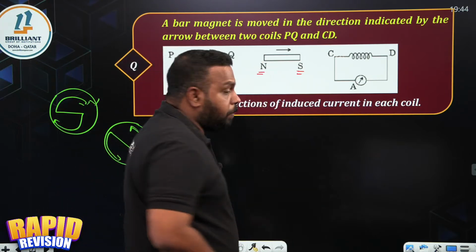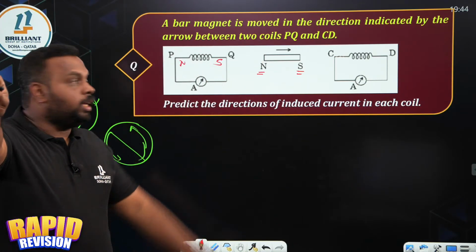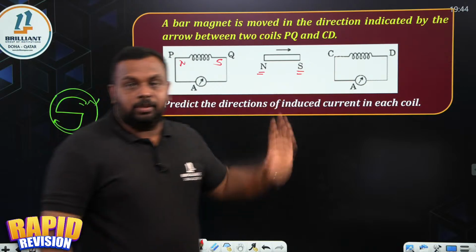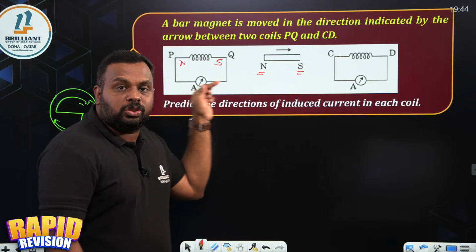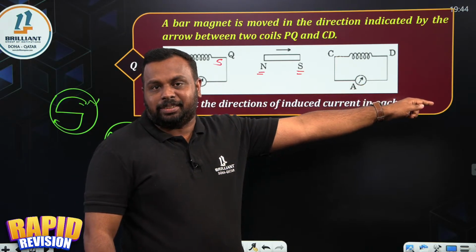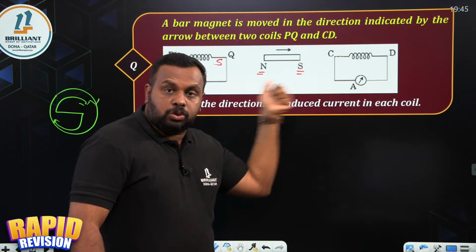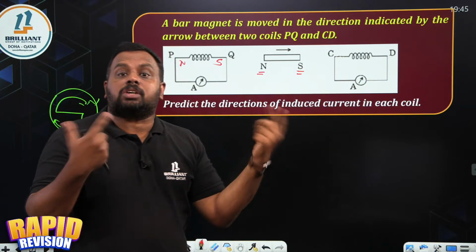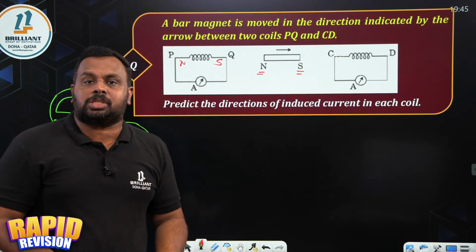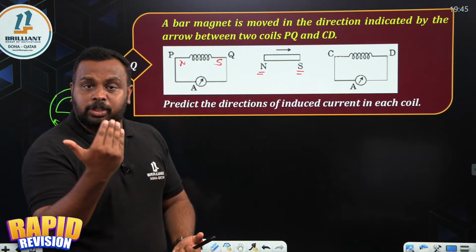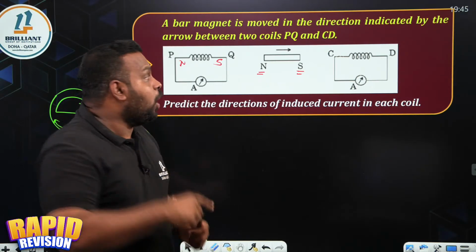So I think the PQ part is very clear for you. Go to CD. For CD, what is happening? For CD, you can see the magnet is going towards the coil CD, right? Magnet is going towards CD. What is the cause of EMF? The magnet is coming towards it. So according to Lenz's law, it will try to oppose the cause. What is the cause here? The magnet is coming towards it. It will try to oppose it.